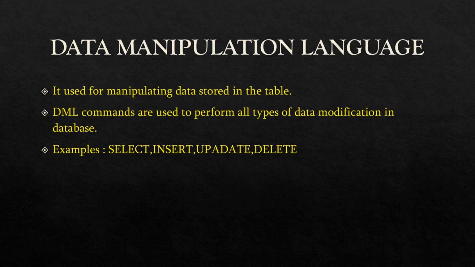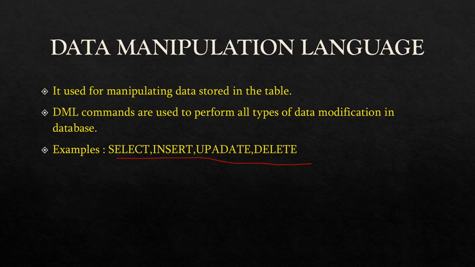In DDL, we understand it only deals with the structure of the database, how the table is created and how we can remove a table from the database. These are dealt with by the DDL commands. But the data manipulation language is used to manipulate data in the table. Manipulating data means we have to insert new records in the database, delete data from the database, and select particular data from the database. Examples of DML commands are select, insert, update, delete.